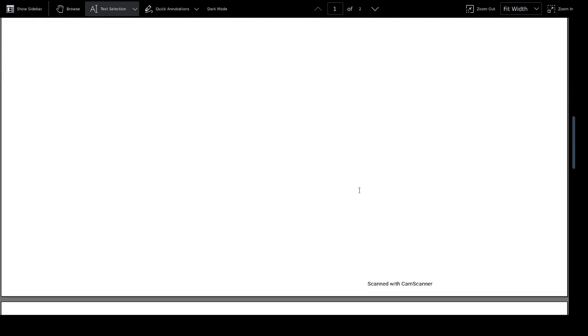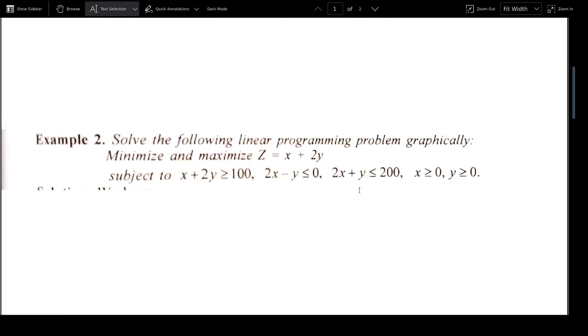Suppose first you find the minimum value of z. So the constraints are what? The first constraint is x plus twice y greater than or equal to 100, right? Our aim is to make it an equality, x plus twice y equal to 100. Next you put x equal to 0 and get the value of y, and y equal to 0 to get the value of x. If x is 0, then y is 50, and if y is 0, x is 100. So one coordinate is 100, 0. Another one is 0, 50.